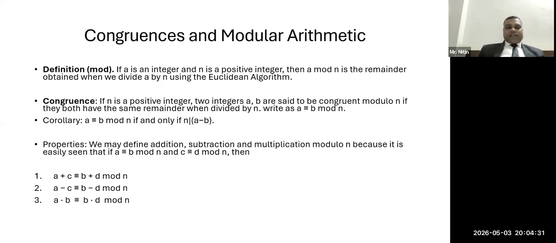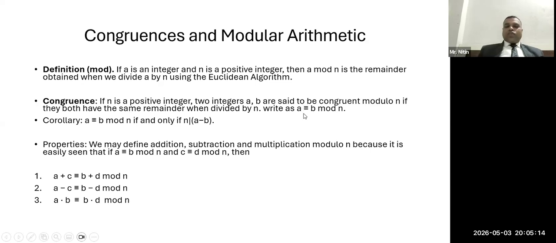Second term, that is congruence. Again guys, we heard this term in school. How are we going to define congruence? Let's consider n is a positive number, and two integers, say a and b, are said to be congruent modulo n if they both have the same remainder when divided by n. And how do we write this? a congruent to b mod n.